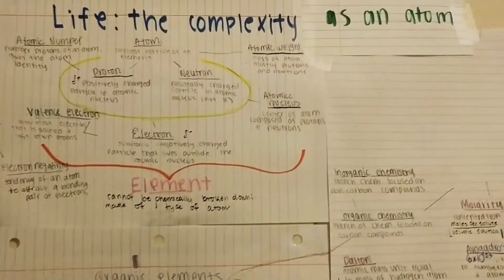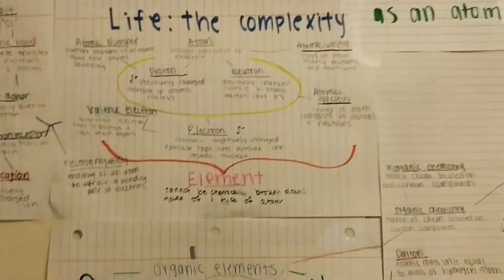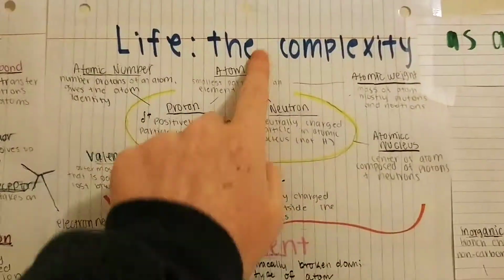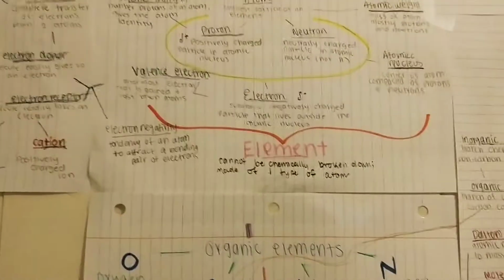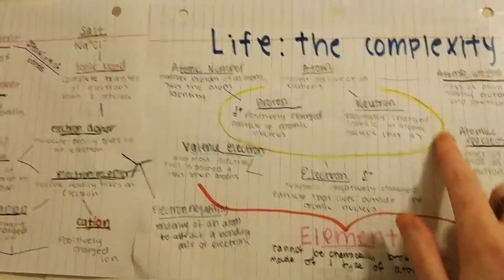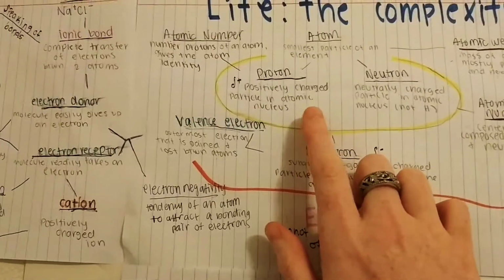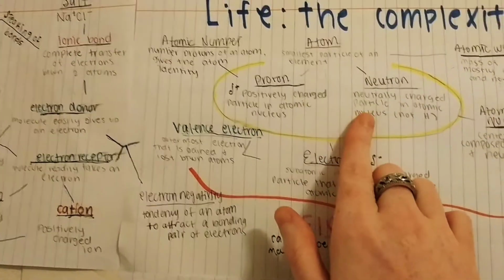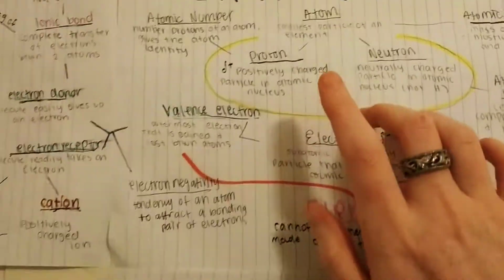So this is about the complexity of life as an atom. First we have the atom, the smallest particle of an element, and inside that atom it has an atomic nucleus, which is the center of an atom composed of protons and neutrons. The proton is a positively charged particle in the atomic nucleus. The neutron is the same thing but neutrally charged.